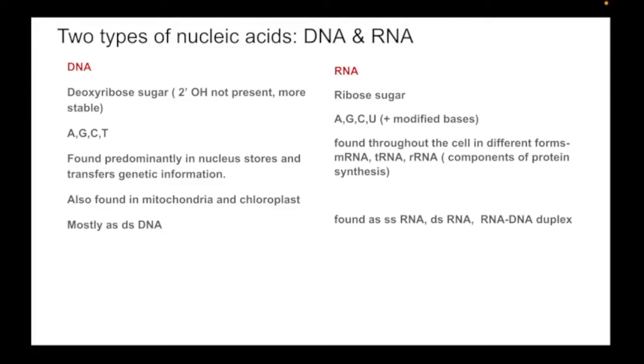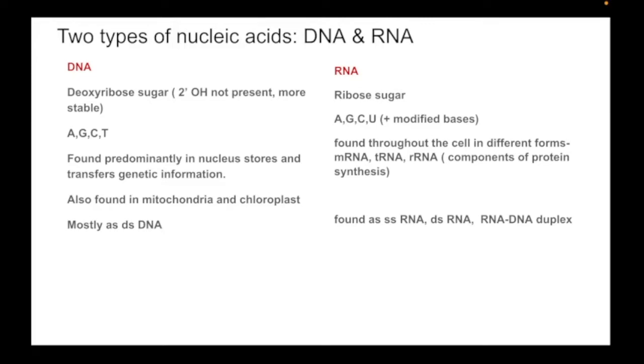DNA contains 4 types of nitrogenous bases: adenine, guanine, cytosine, and thymine. RNA also contains 4 types of bases: adenine, guanine, cytosine, and uracil in place of thymine. RNA also contains some modified bases such as dihydrouridine or pseudouridine, which are present in transfer RNA.